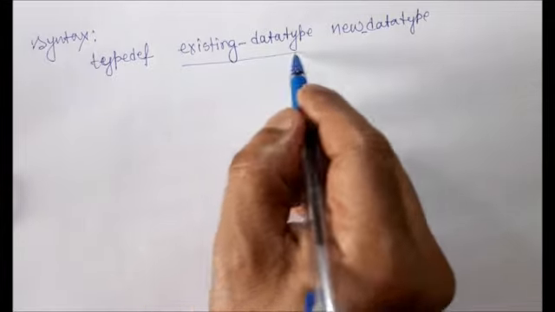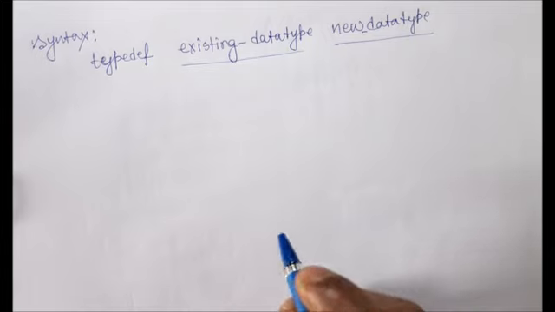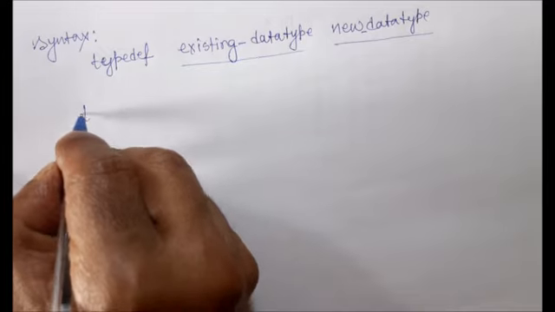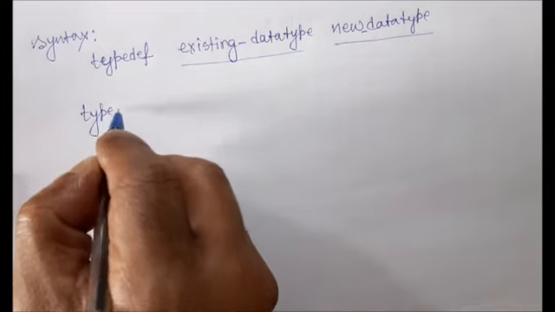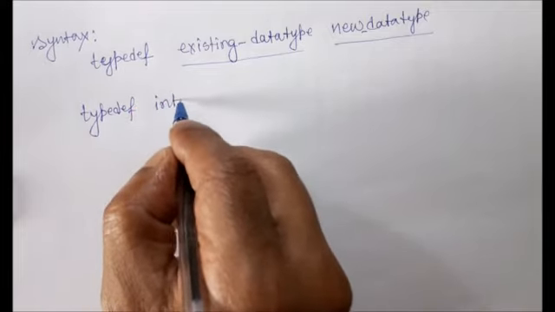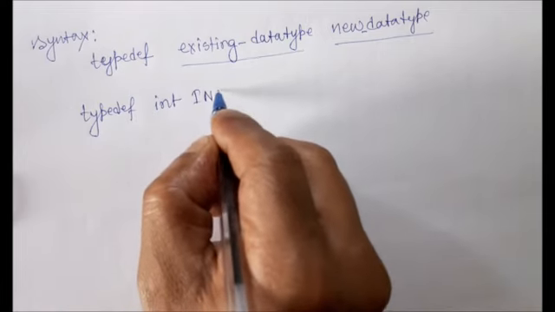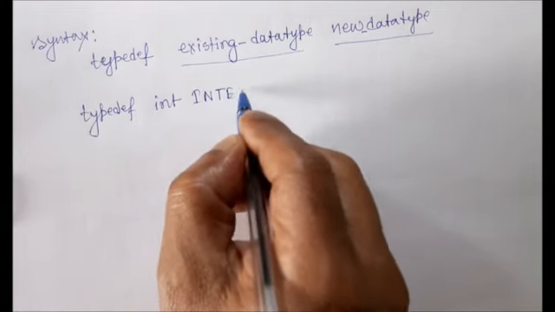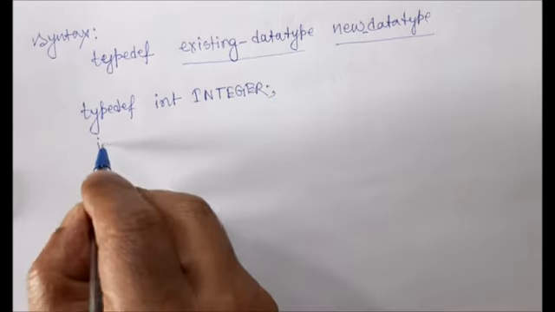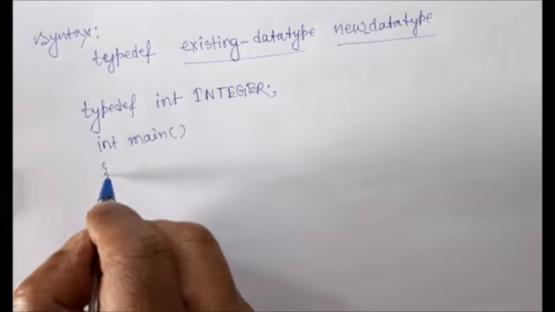This is my existing data type, this is my new data type. Look at that. For example, if I consider typedef int, that is my existing data type. Suppose I want to write the name integer. In main function now we can write like that.